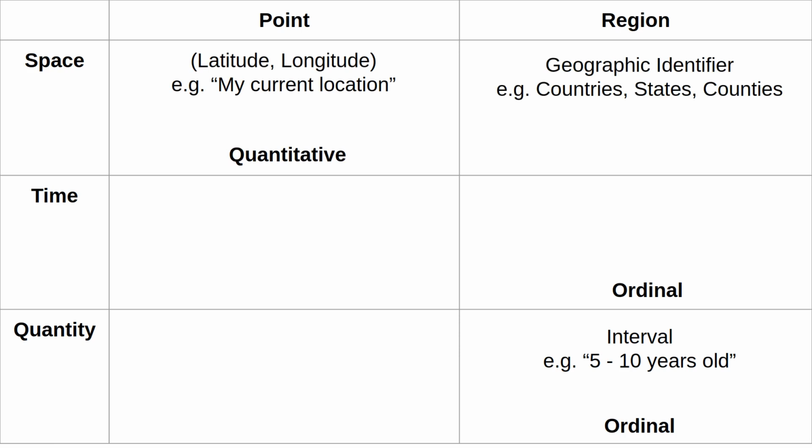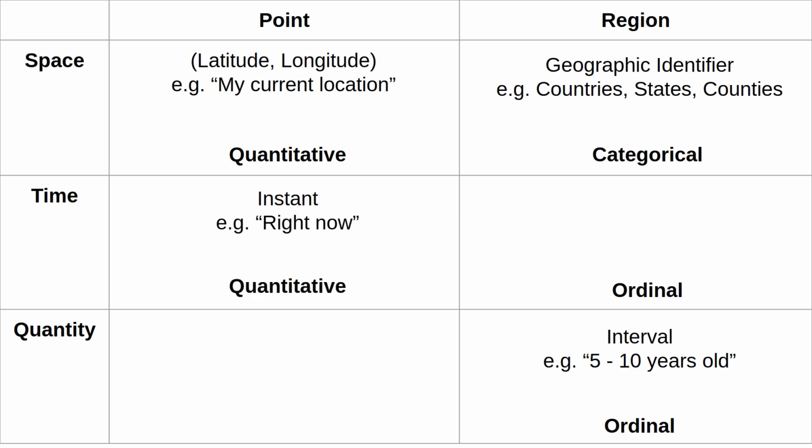Then there are regions of space, geographic identifiers like countries, states, and counties. These, I would argue, are categorical, meaning you could make visualizations that are not maps, that just treat that as a categorical attribute. And then a point in time, as in right now, can be treated as quantitative. For example, the x-axis could be time. But if you have an interval, like this year, next year, or month of year, that can be treated as an ordinal attribute.